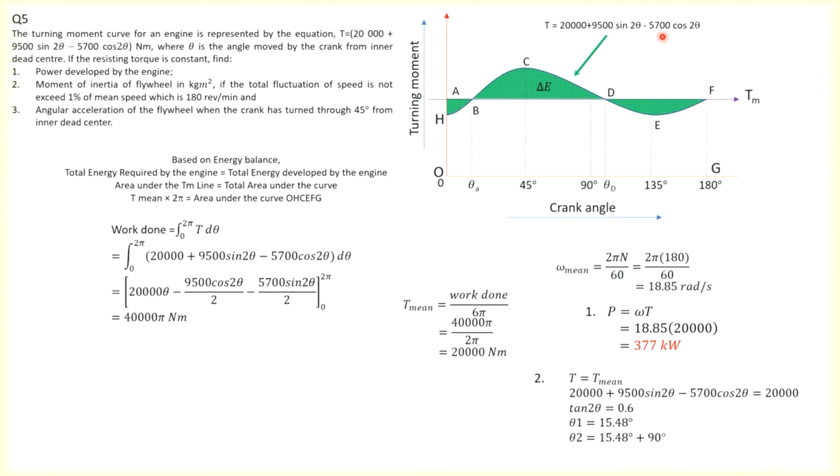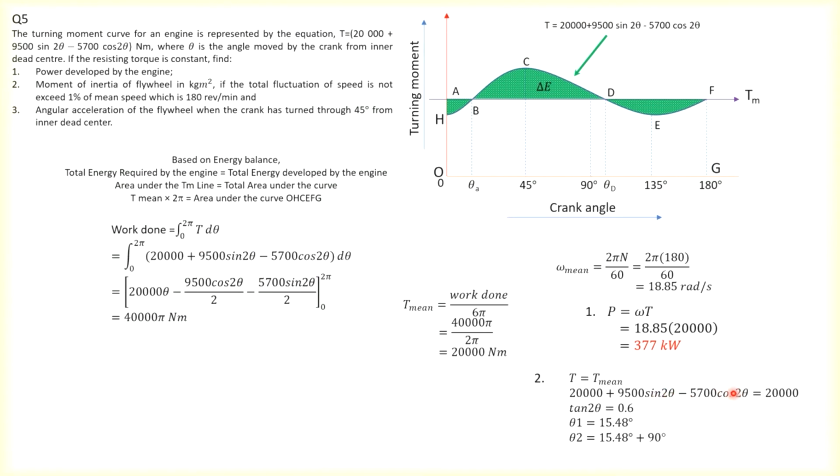So the equation of T is equated to T mean at these two points. At this intersection point and this one, the T mean line equals this curve. That is why we equate both. We know that T mean is 20,000, and T is given by this equation here. Both 20,000 can be cancelled off, so what is left is 9,500 sine 2 theta and 5,700 cos 2 theta.